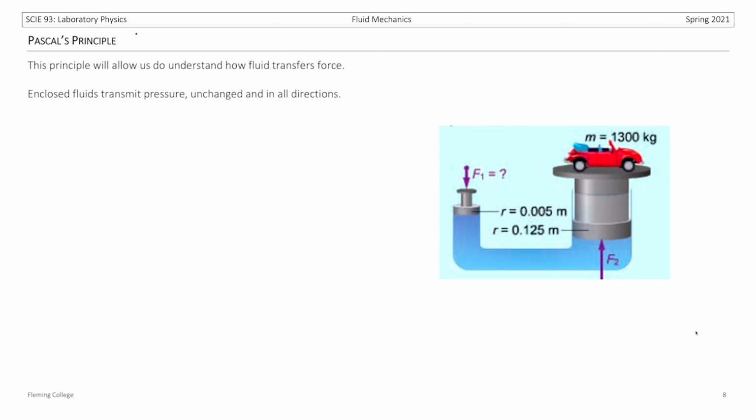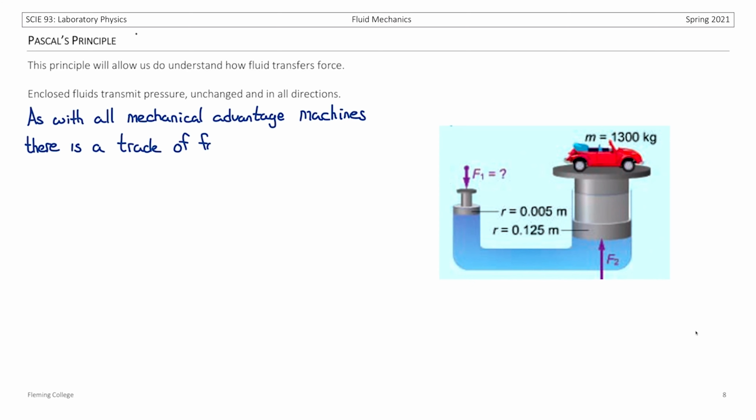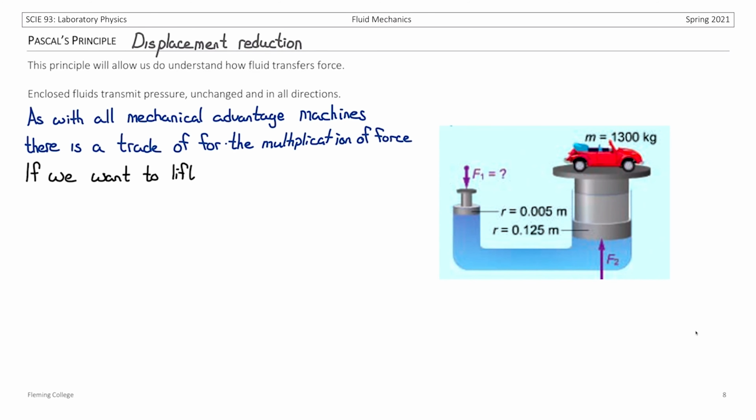Well, we haven't spent much time talking about mechanical advantage. With all machines that provide a mechanical advantage, there has to be a trade-off. So we get more force, but we have to apply that force over more distance. So we have a displacement reduction. Let's add to our problem. If we want to lift the car 0.120 meters, how far must we push the smaller plunger?